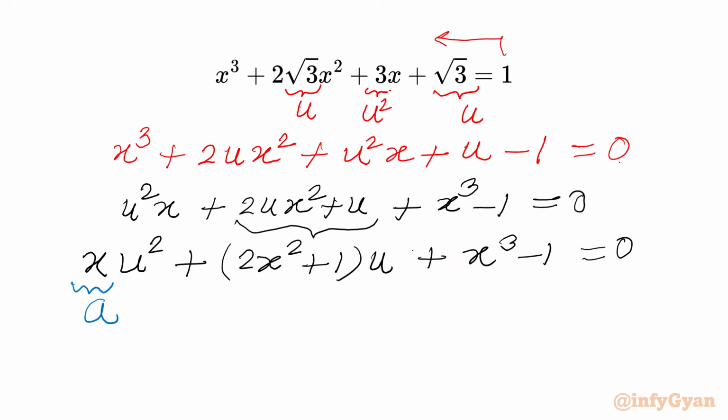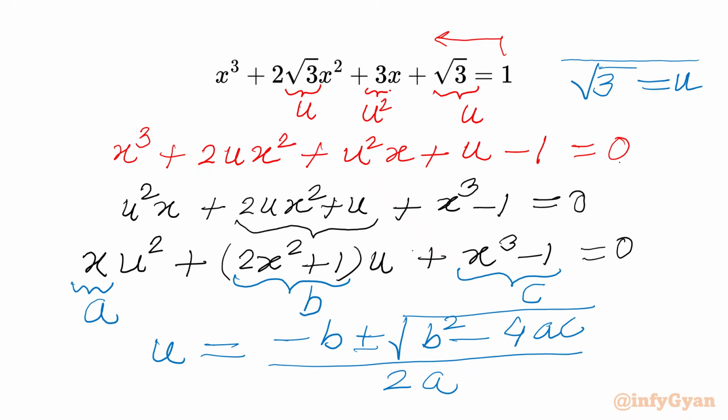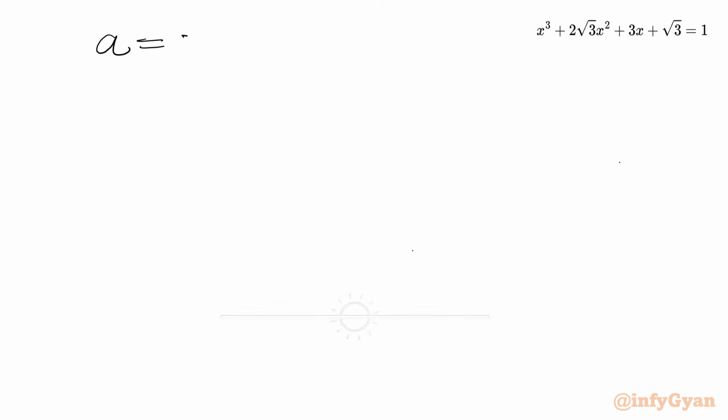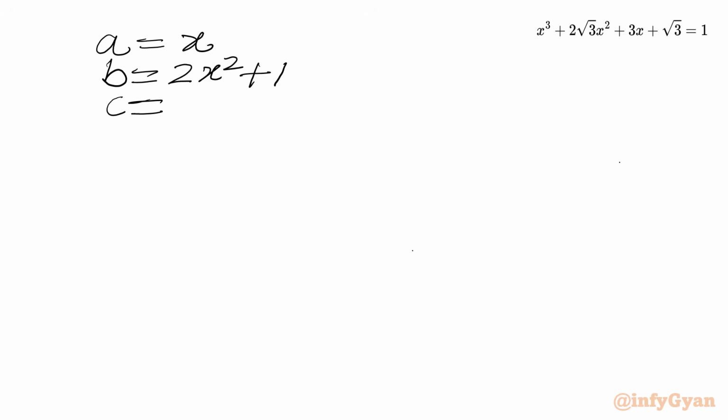So x is a, 2x square plus 1 is b, x cube minus 1 is c. And our formula is u equal to minus b plus minus the square root of b square minus 4ac over 2 times a. Remember, root 3 is equal to u. So we can write over here, this is equal to square root 3. Now we have to plug in all the values of a, b and c. So I will write here a equal to x, b equal to 2x square plus 1, c equal to x cube minus 1.